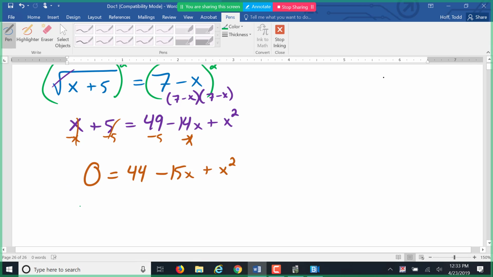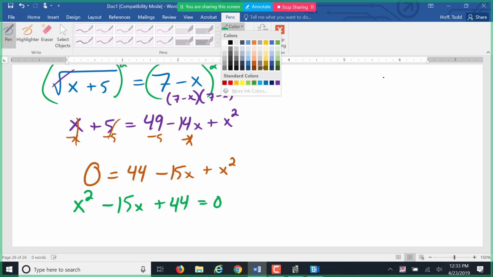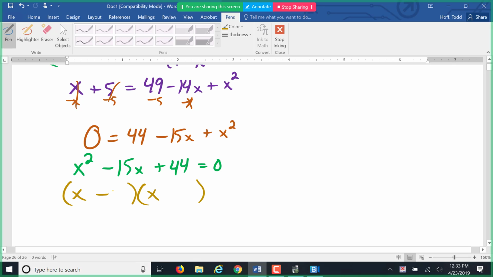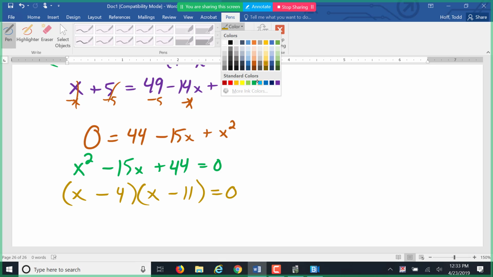I'm going to rearrange this just so it's in the form we're more familiar with. And now we have to factor. We know x squared is x and x. 44, since it's positive, either both positive or both negative, it ends up being x minus 4, x minus 11. Of course, that equals 0.